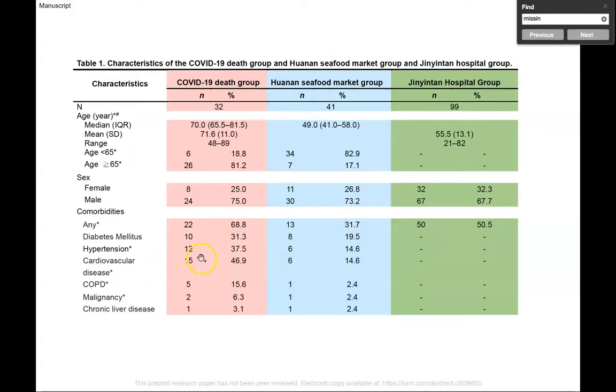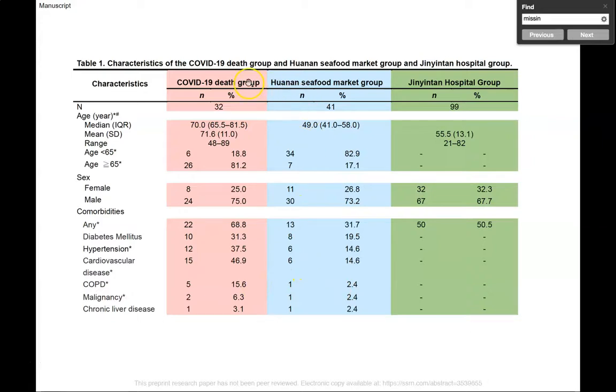We look at other things like COPD, or chronic obstructive pulmonary disease. A lot of people think of emphysema. Only 1 out of the 41 people, 2.4% versus 15.6%, almost a 7-fold increase from here to here.